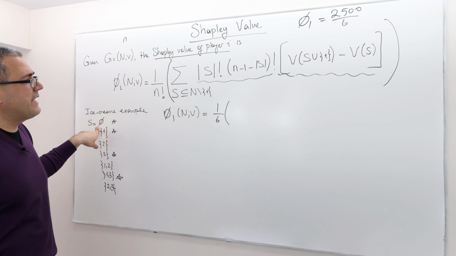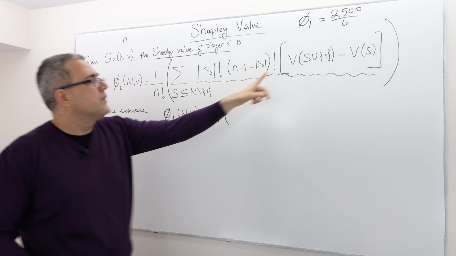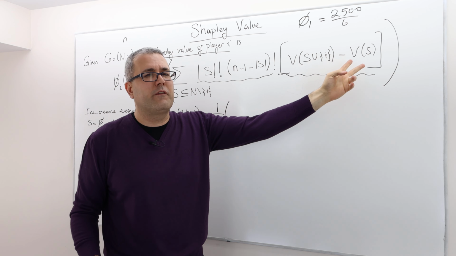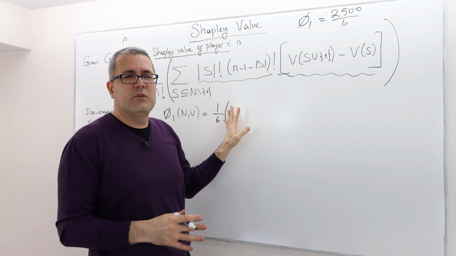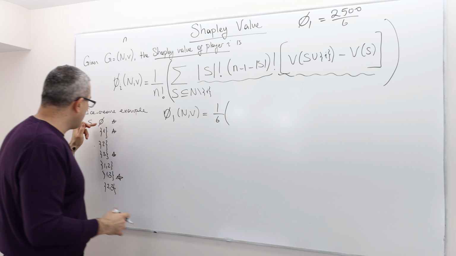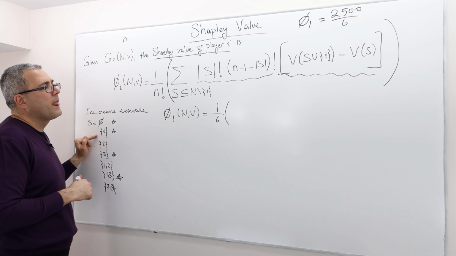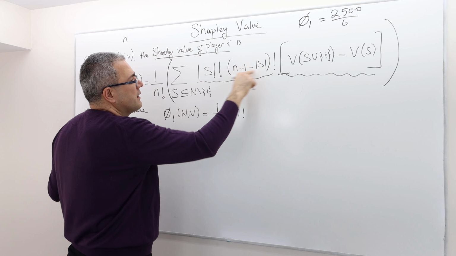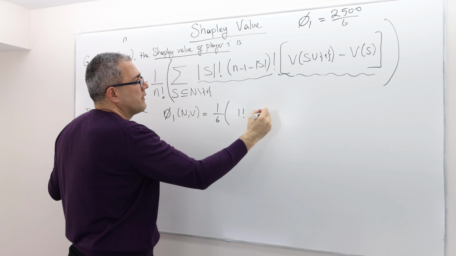When S is the empty set, this is going to be V of 2 minus V of empty, so it's going to be 0 minus 0, 0 again. So I'm not going to write it. I'm going to jump immediately to the case where S is equal to 1. In this case, the number of S is 1, so it's 1 factorial times 3 minus 1, 2 minus 1, 1 factorial.